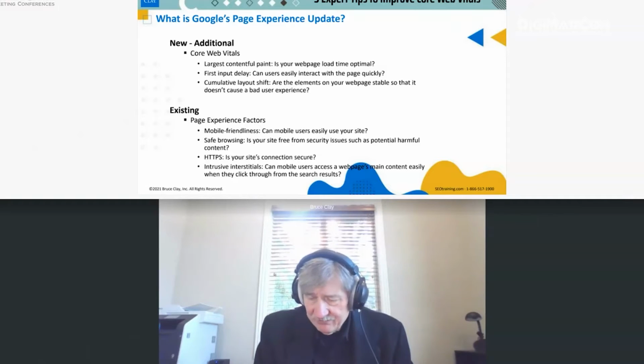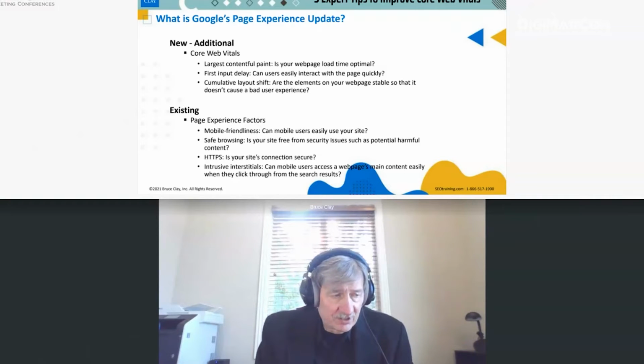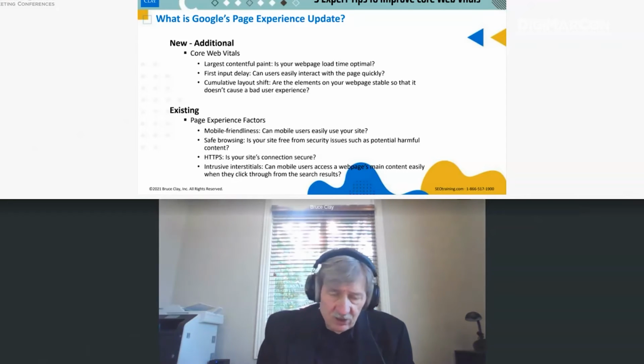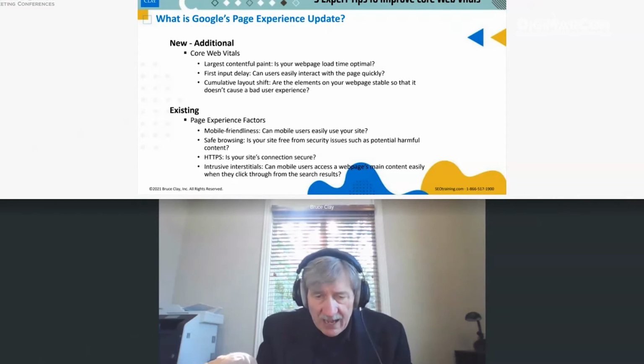The largest contentful paint is fundamentally the amount of time it takes to load the largest image, if you will. First input delay: how long does it take, when you show a box, for a user to be able to type in the box? What is the delay on the website for that box to actually be operating?